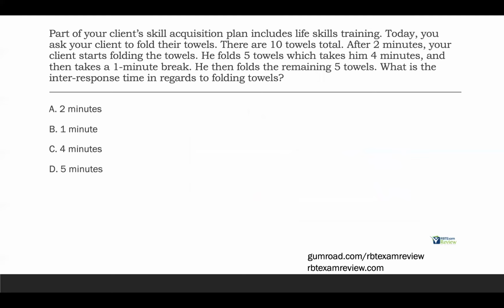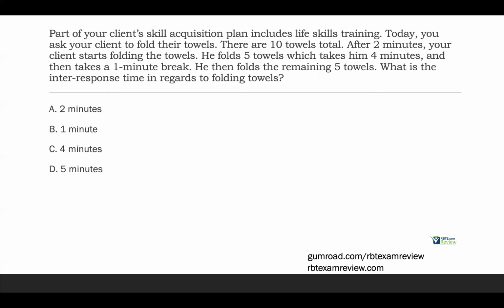Part of your client's skill acquisition plan includes life skills training. Today, you ask your client to fold their towels. There are 10 towels total. After 2 minutes, your client starts folding the towels. He folds 5 towels, which takes him 4 minutes, and then takes a 1-minute break. He then folds the remaining 5 towels. What is the inter-response time in regards to folding towels?